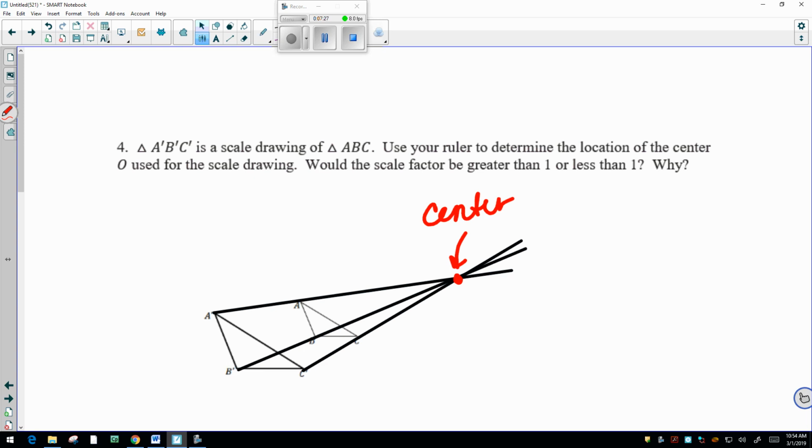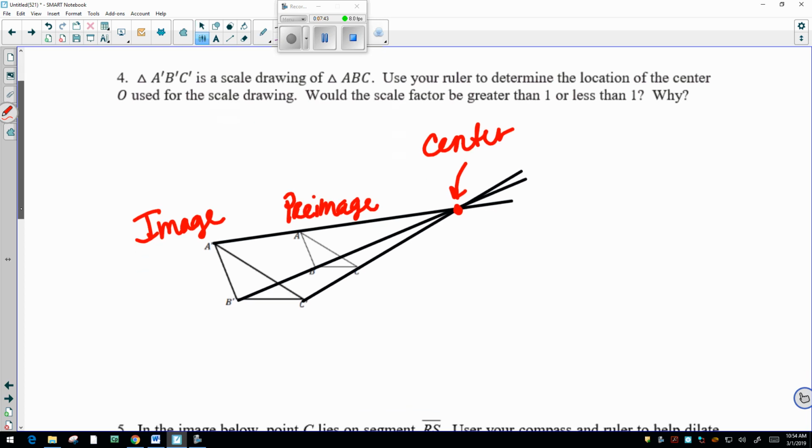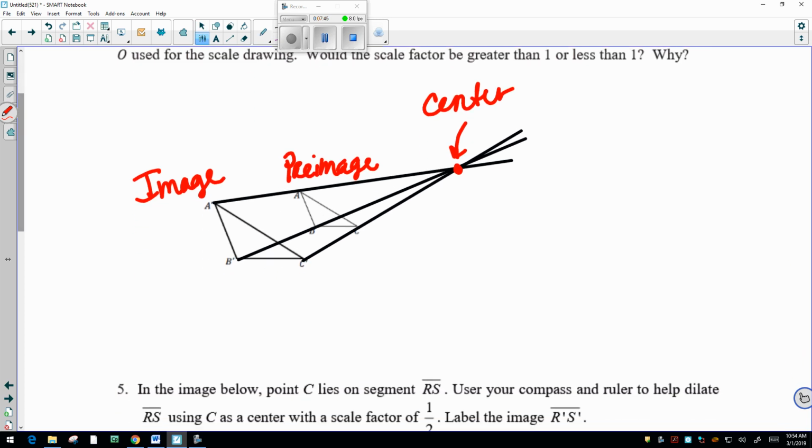So then the question, would the scale factor be greater than 1 or less than 1, and why? Well, our pre-image looks to be smaller than the image. So if our picture has gotten larger, that means the scale factor has to be greater than 1. So I can say K, or R, has to be greater than 1, because triangle A prime, B prime, C prime is an enlargement.